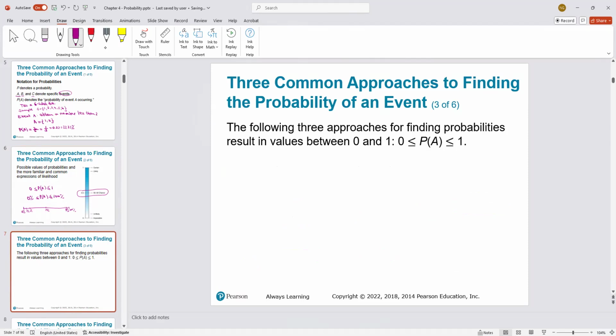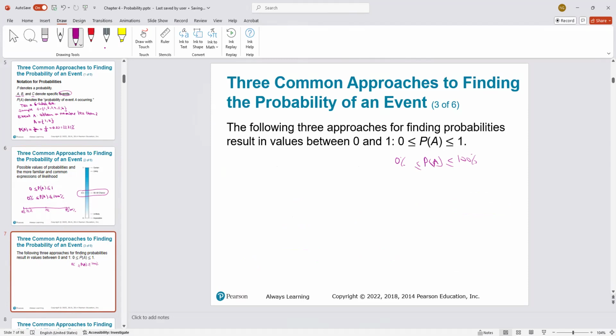As we said, for the three approaches for finding probabilities, the resulting values are between 0 and 1, or 0% to 100%. Probability is never negative. Remember, probability should never, ever be negative.